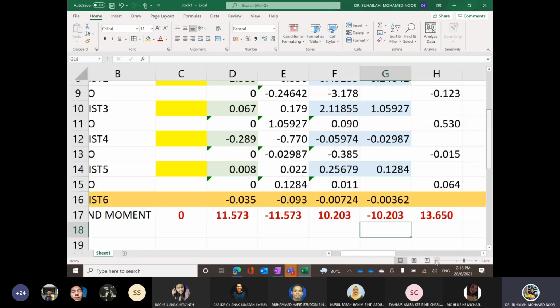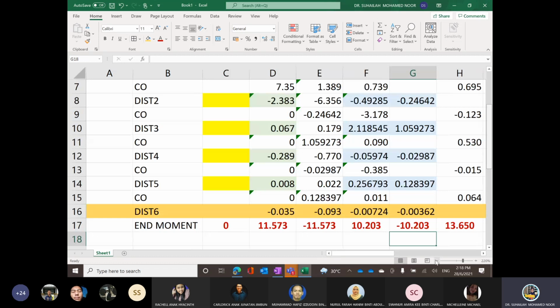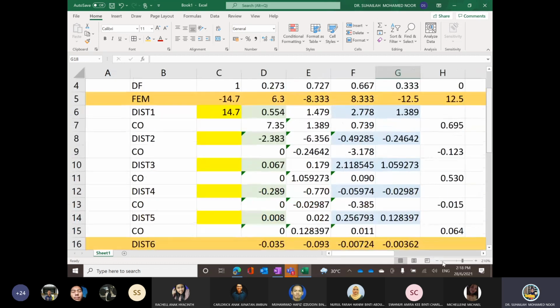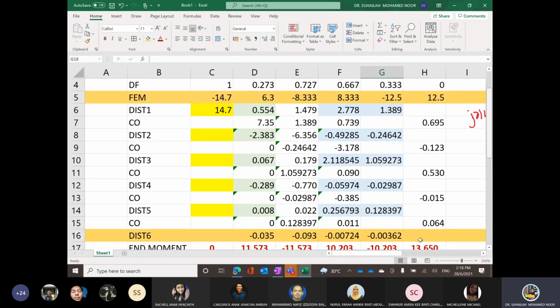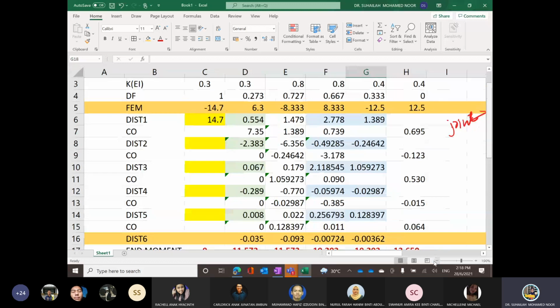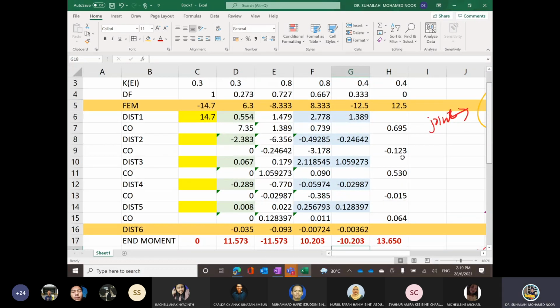Any question regarding this? This is the end moment due to the load given for this beam. Okay, any questions? No, madam. Okay, clear? So moment distribution method.